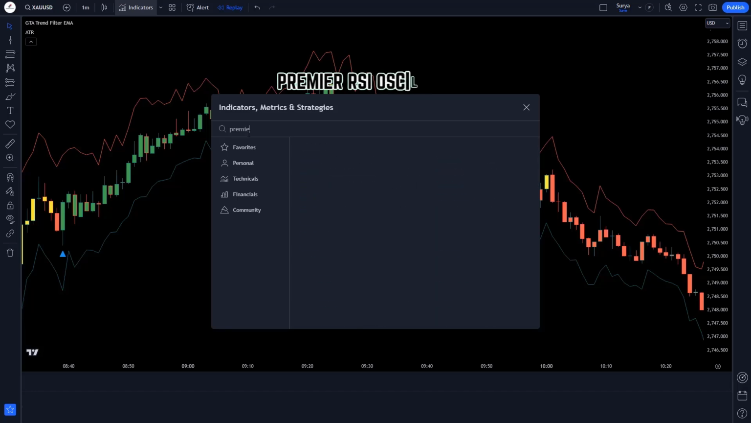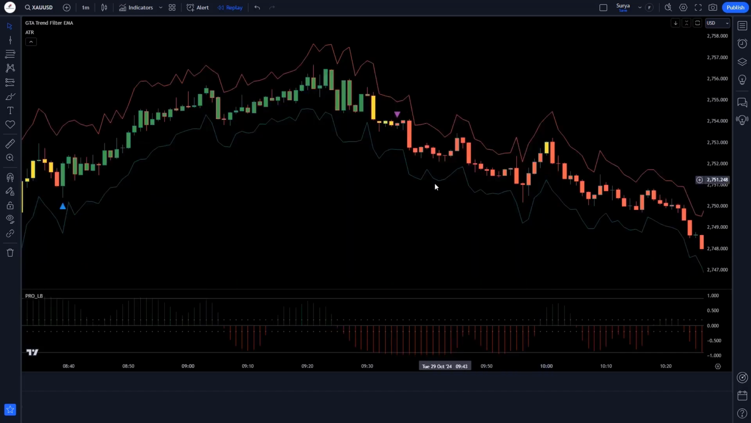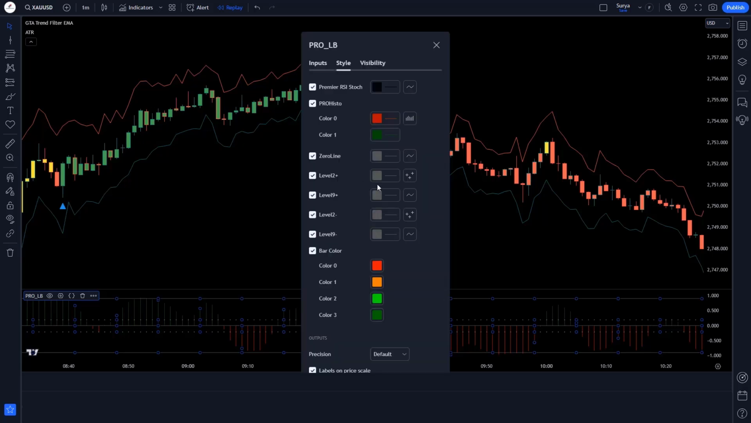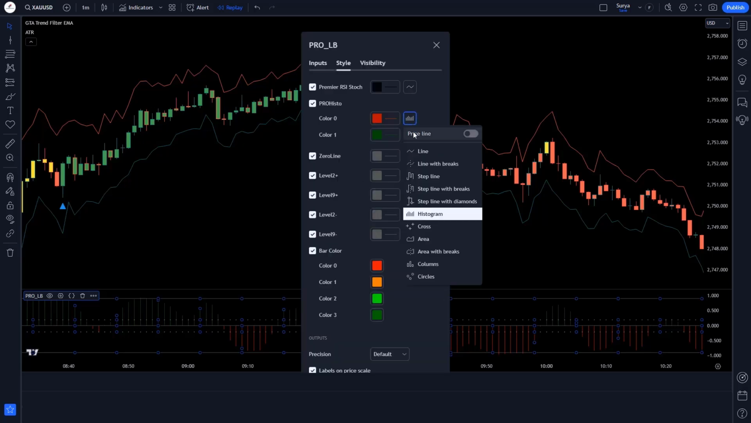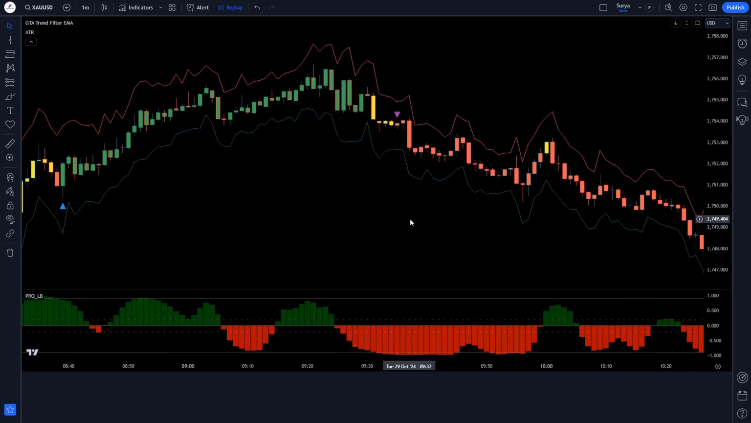Now search in the search box: Premier RSI oscillator. Add this indicator to the chart. Now click on the settings of the Premier RSI oscillator indicator. RSI length has to be changed from 14 to 12. Stock length has to be changed from 8 to 9. Smooth length has to be changed from 25 to 23. Click on Style. Here the setting has to be changed. Save this setting. Friends, our trading setup is ready.